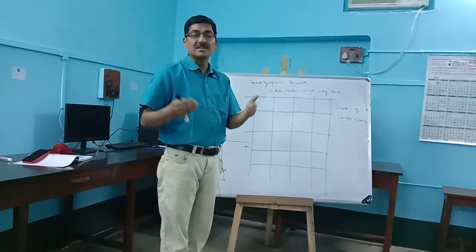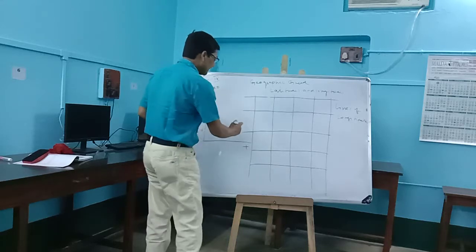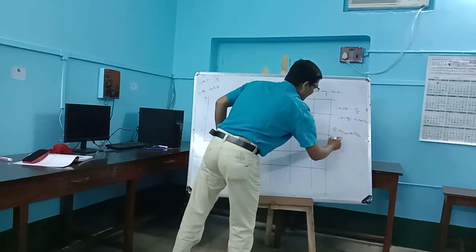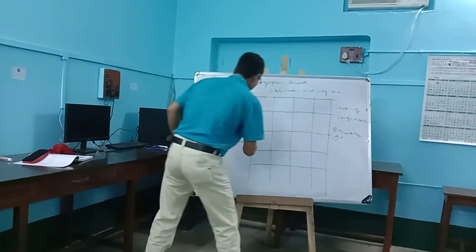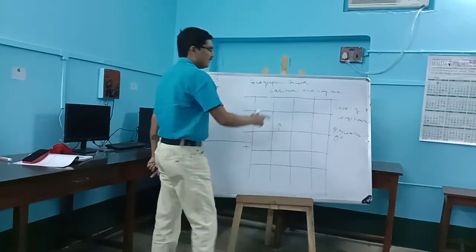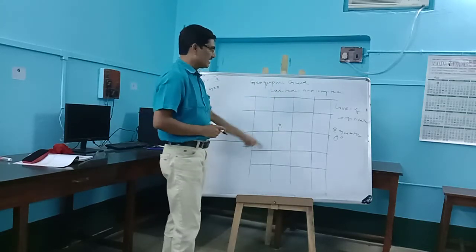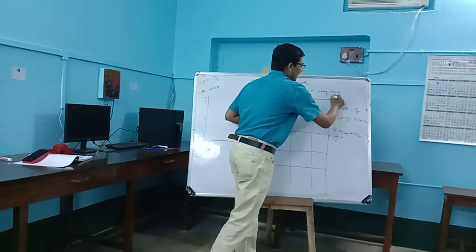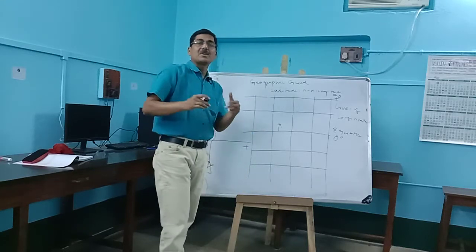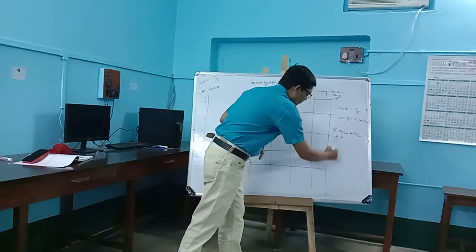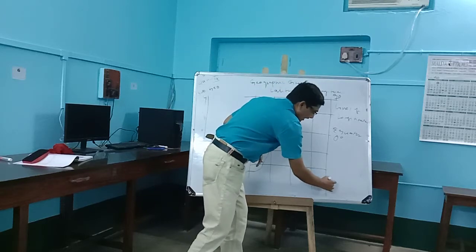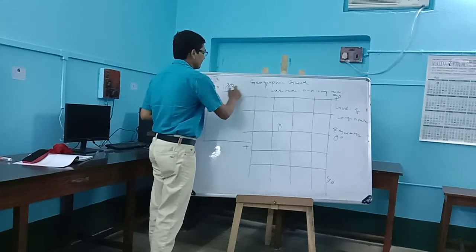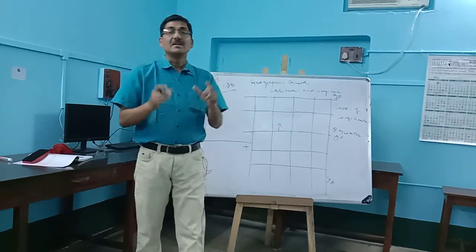So how many lines of latitudes are there on the globe? If I consider the equator with 0 degree value, from the equator towards the north there are 90 latitudes. On the other hand, from 0 to the south there is another 90. That means there are a total of 180 lines of latitudes.